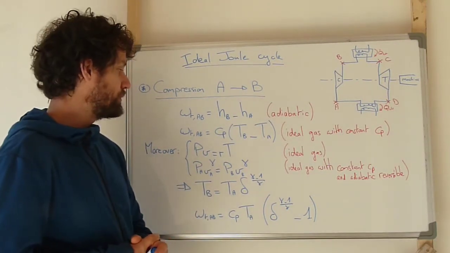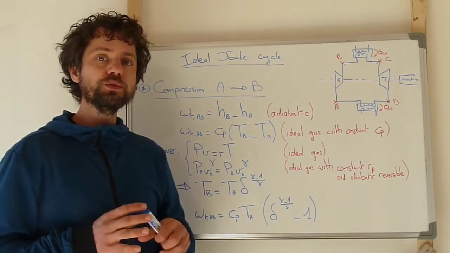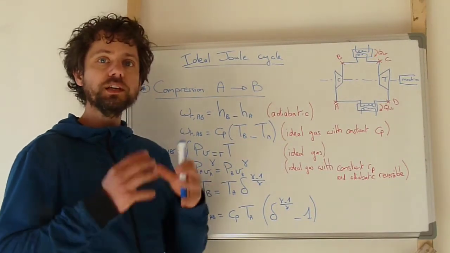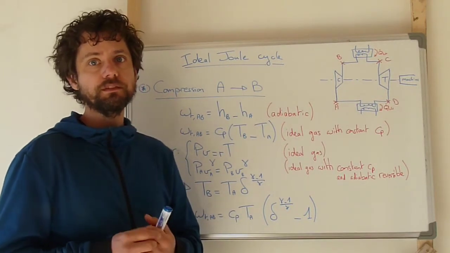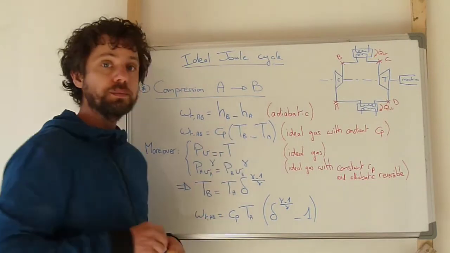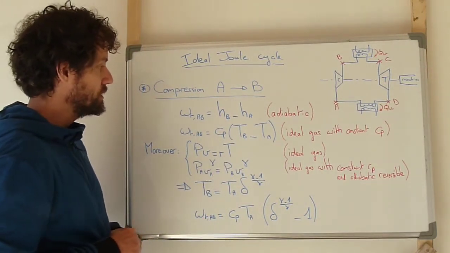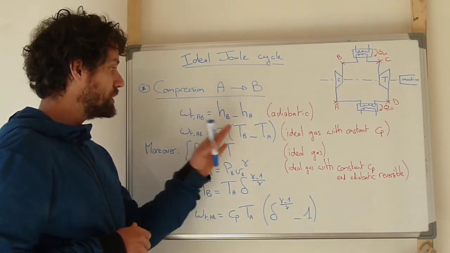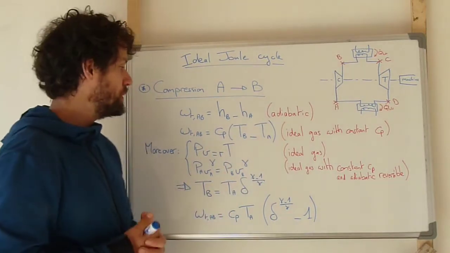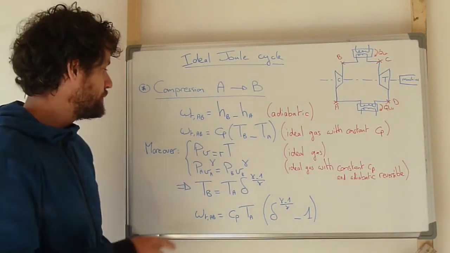Then we want to go a bit further because we want to express everything as a function of the input parameters that have been presented before. And here we don't really know the temperature of B at the outlet of the compressor. And so we want to express this temperature as a function of other input parameters. And for this we will use two things.